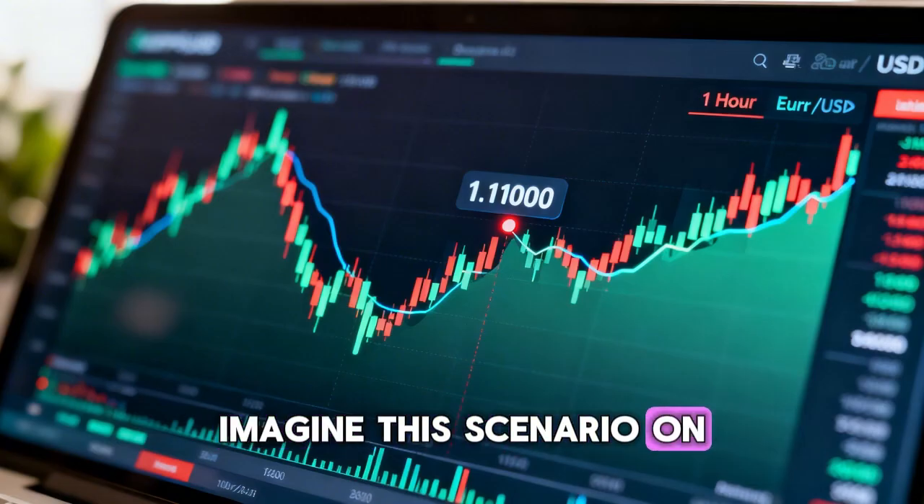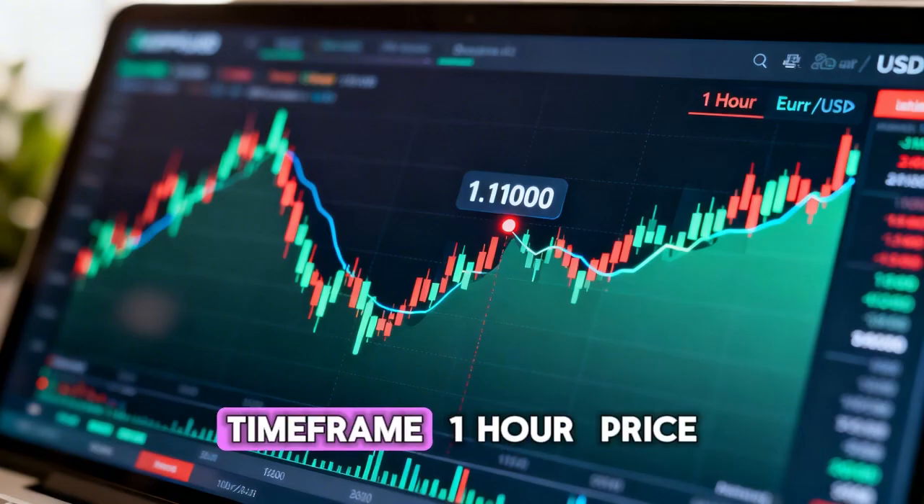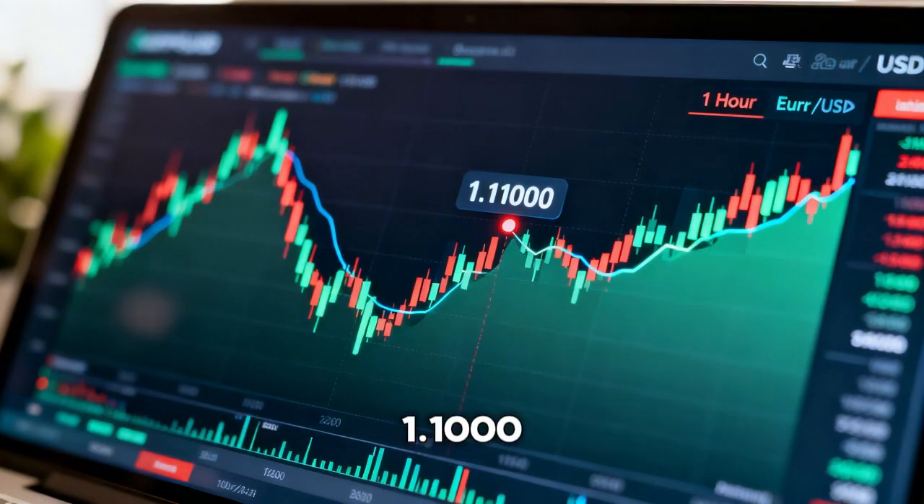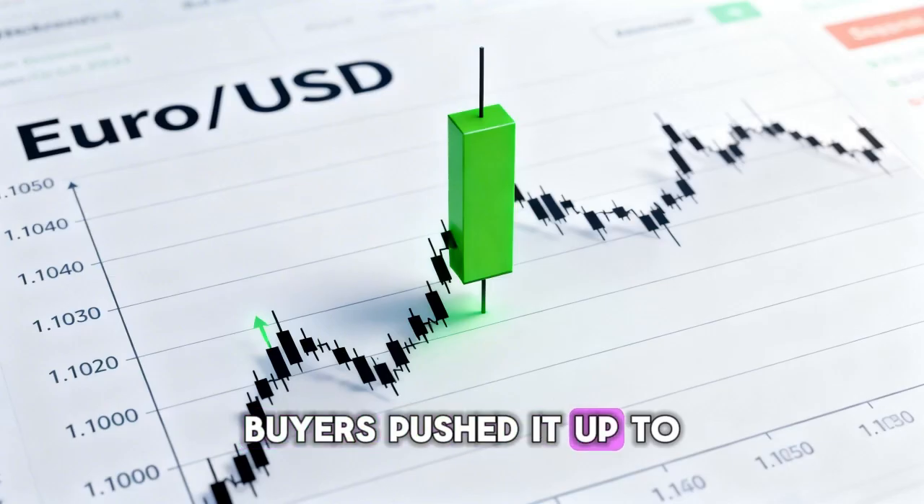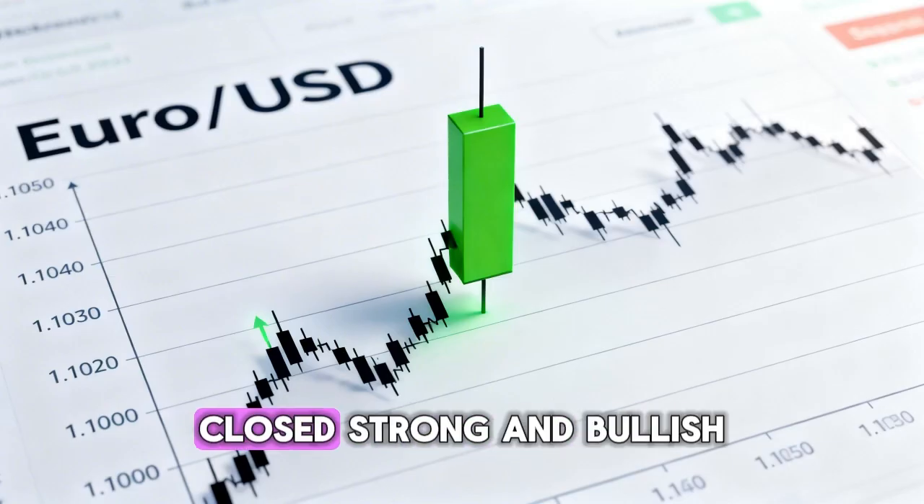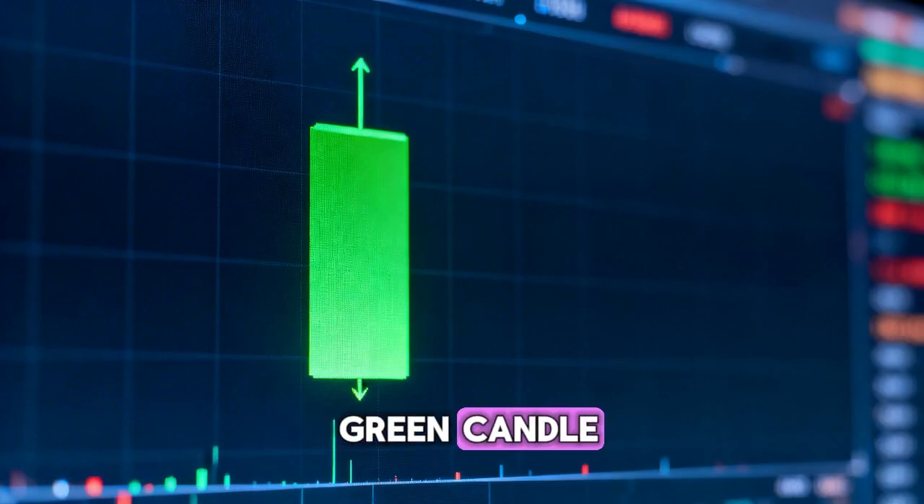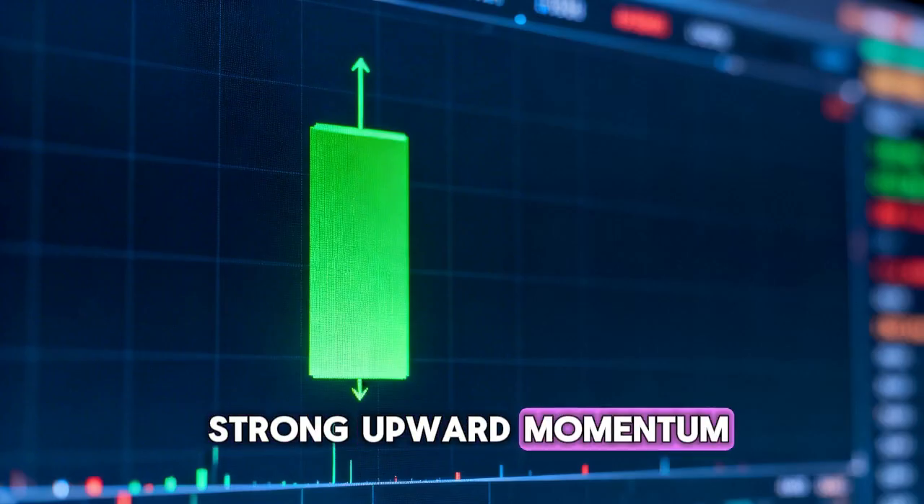Imagine this scenario on a EUR/USD 1 hour time frame. Price was at 1.1000, buyers pushed it up to 1.1050. It closed strong and bullish. You would see a green candle with a small wick, showing strong upward momentum.